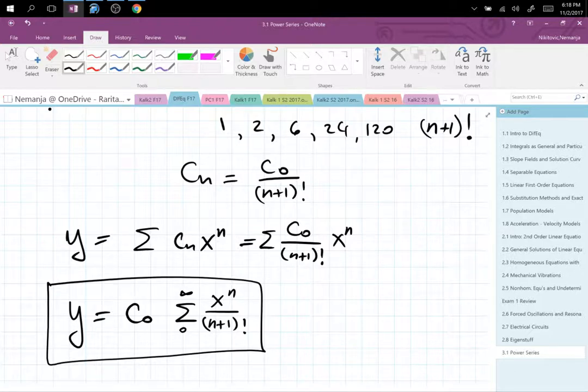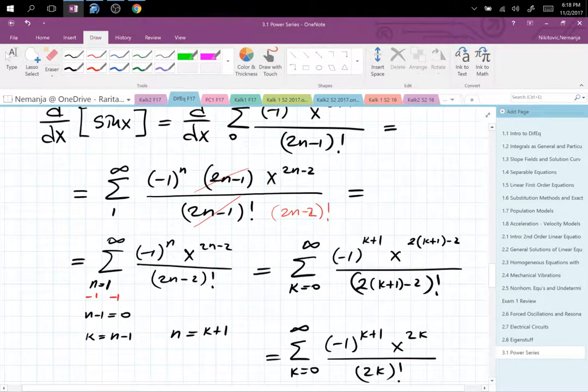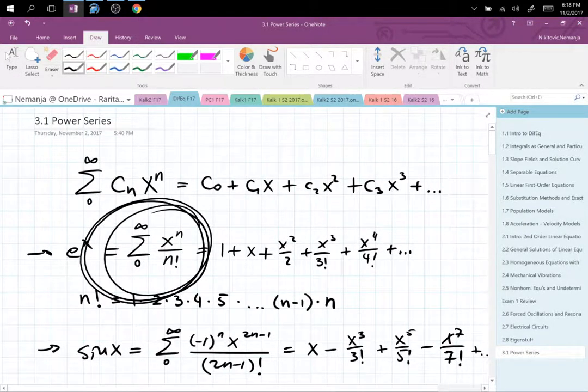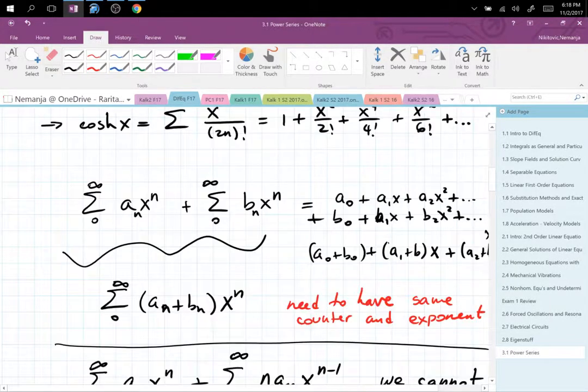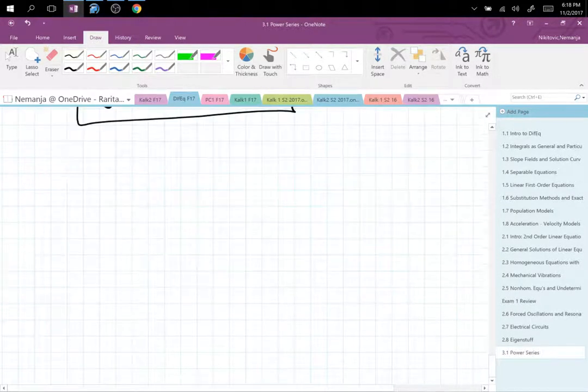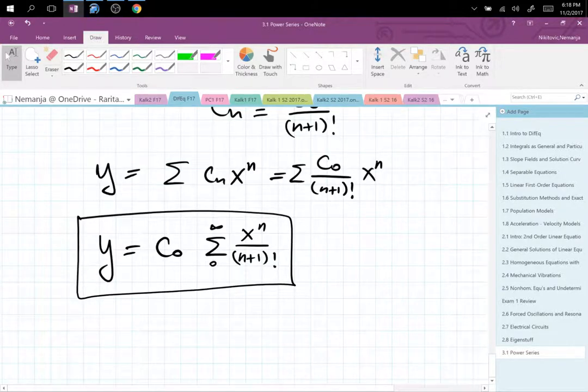Well, if this was x to the n, and this was x to the n, and this was n factorial, it would be e, right? Do we all see that? Because you know the power expansion. But it's n plus 1 factorial. Now, what can I do? I can peel off this n plus 1 term.